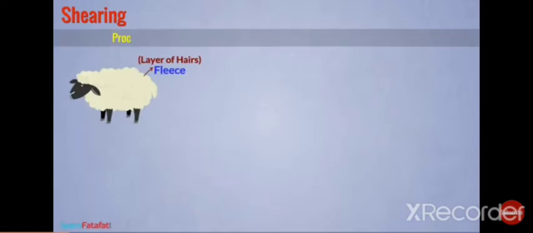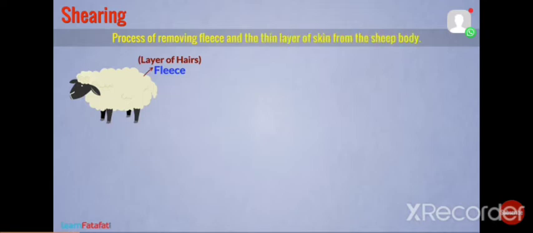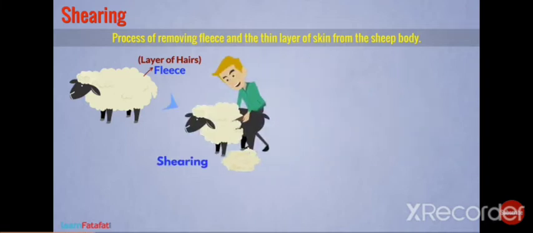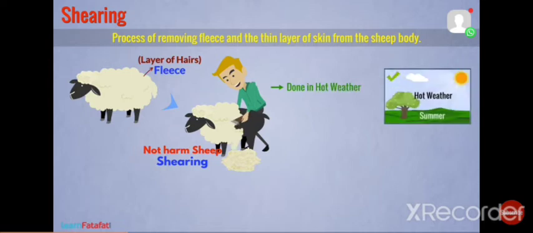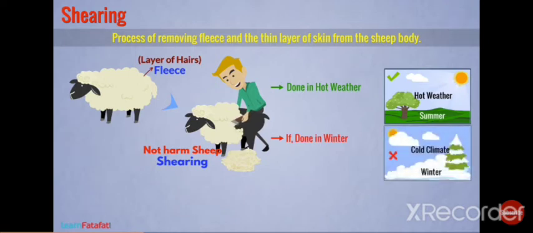Now let's see the first step, shearing. The layer of hairs present on the sheep's body is called fleece. The process of removing fleece and a thin layer of skin from the sheep's body is known as shearing. Shearing does not harm the sheep. It is usually done with the help of a tool similar to that used by a barber. Shearing is usually done in hot weather and not in winter season as it can harm the sheep.